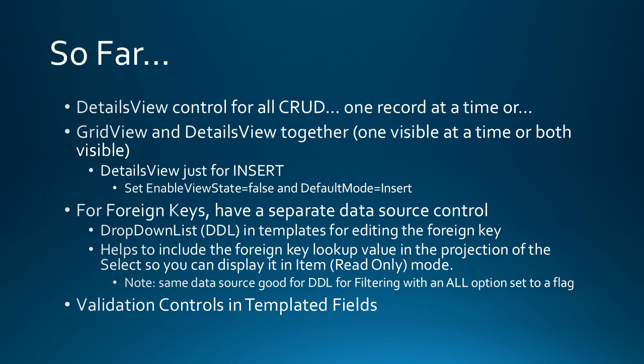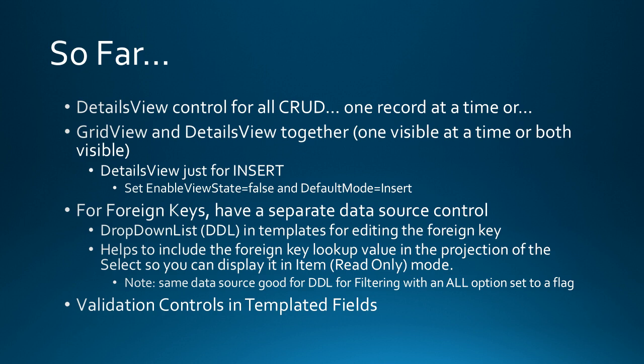Then we looked at what if you have a foreign key, right? We modified our table, so we actually had a foreign key to think about, a one-to-many relationship. I think we did a league would have many teams, a team is in one league. And then we need a separate data source control to give us that lookup list of the foreign key values, in our case the leagues, right? And then we saw how we could use a drop-down list and templates for editing the foreign key. That way we can show the list of the foreign key values, but we're actually binding to the integer inside the main table we're targeting, in our case the team table, right?